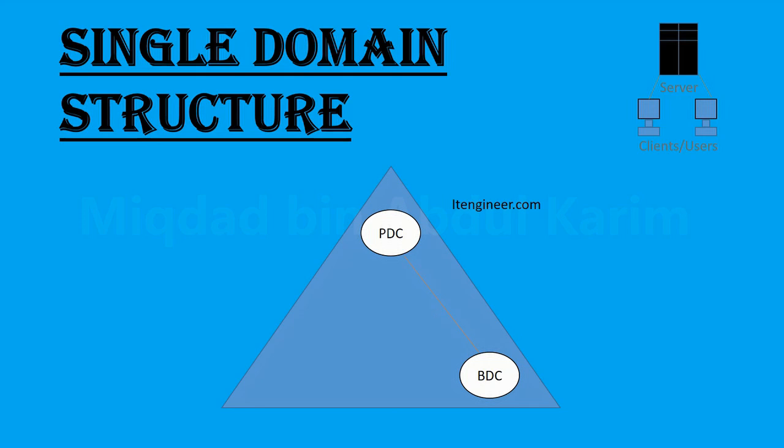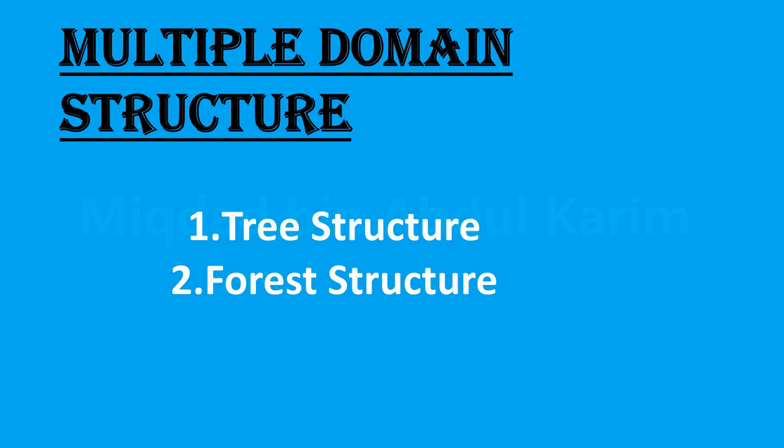Here, the parent domain controller will only connect to host computers and the backup domain controller. It is very easy to maintain and control the domain structure in a single domain structure. When it is a multiple domain structure, there are two types: tree structure and forest structure.